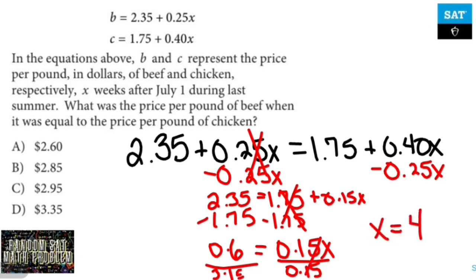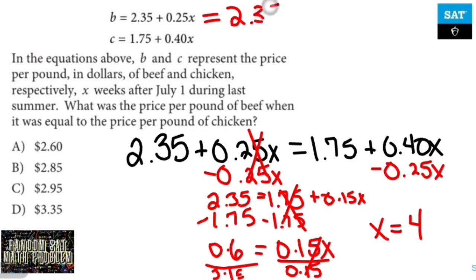Uh-oh. Now, before you look at your answers and say to yourself, I did it wrong, no, you didn't. See, 4 represents the number of weeks it took for these two to match up in price. Is it asking us how many weeks it took? No, it's asking for the price per pound of beef when it was equal. So I need to find out what B is after that 4th week. So I'm going to rewrite this guy and plug in 4.